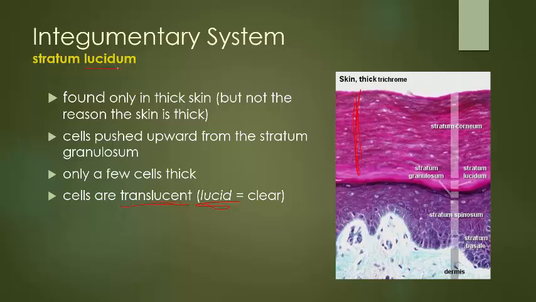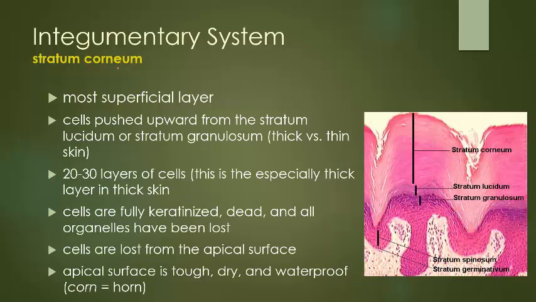Okay, so now we get to the last layer, the most superficial layer, which is the stratum corneum. The stratum corneum is cells that have been pushed up out of either the stratum lucidum or the stratum granulosum, and it can be 20 to 30 layers of cells thick. So again, in thick skin, this is that especially thick layer. The cells have been fully keratinized, so they're stuffed full of keratin. They're dead, and all the organelles have been lost. And it's up here at this apical surface. You can even see some being brushed away here. It's starting to flake away.